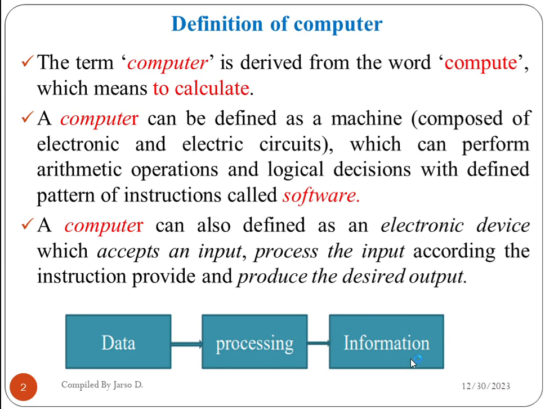These steps are also known as the steps of the data processing cycle. This can be done by computers. The main aim, the main objective of a computer is to process data, to perform these cycles.